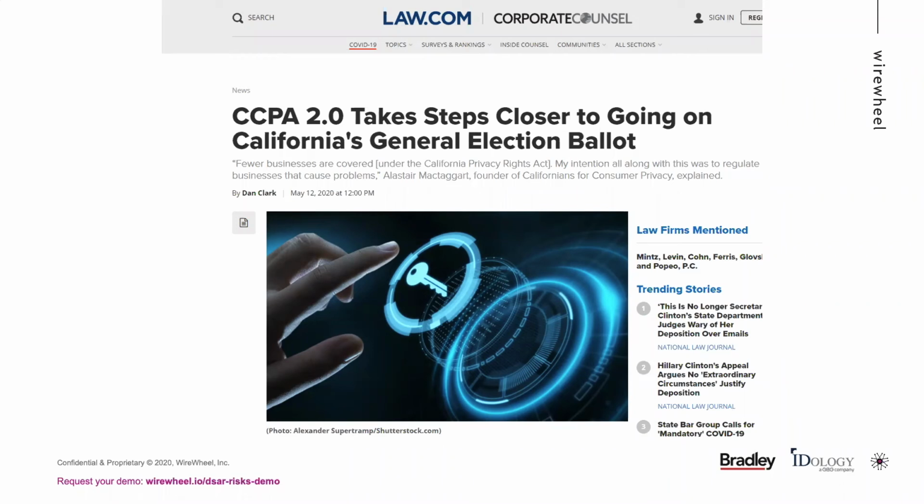So just in terms of a quick timeline, this will go on the ballot November 3rd, 2020. By July 1st of 2021, that's when a new agency will be created that will enforce CPRA. The 12-month look-back period begins January 1st of 2022. There will be another set of regulations that are adopted by the agency, and the effective date will be January 1st of 2023.